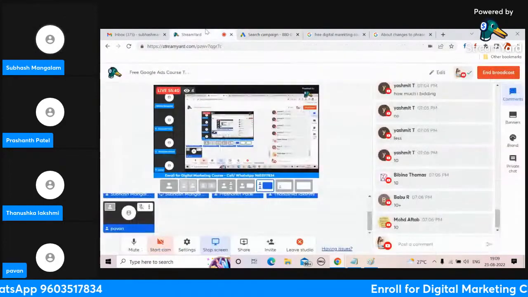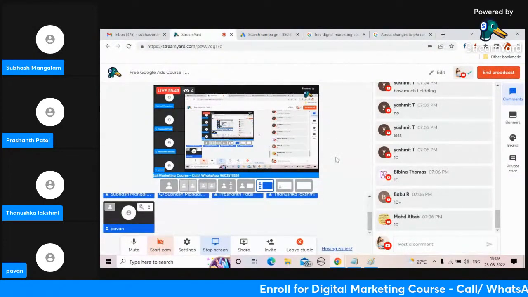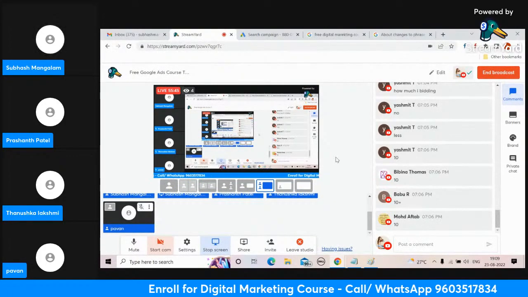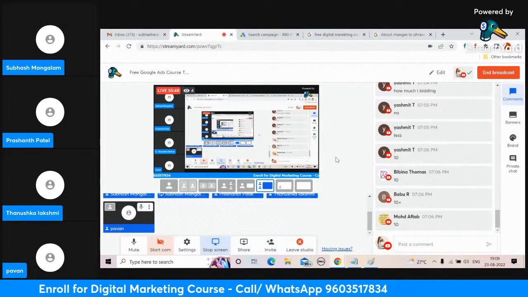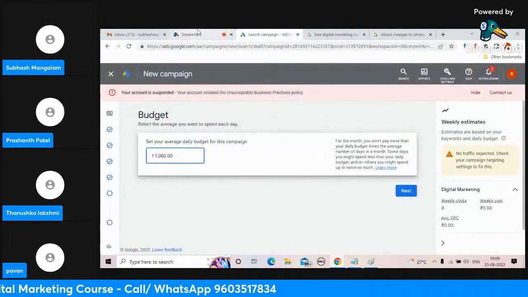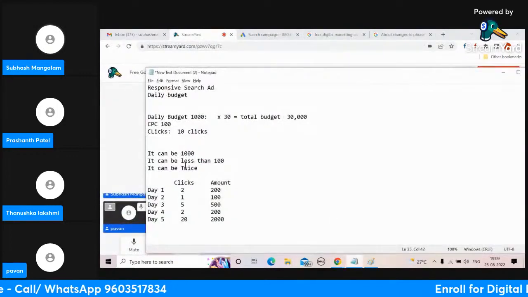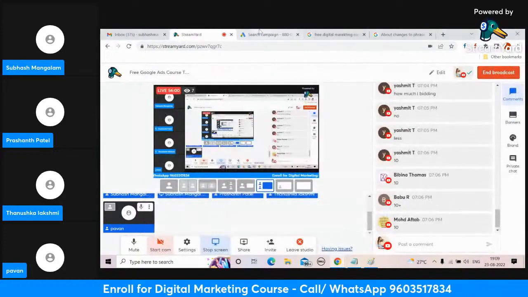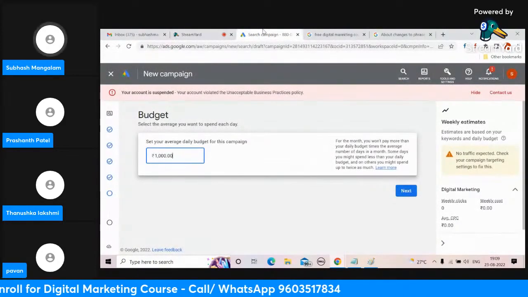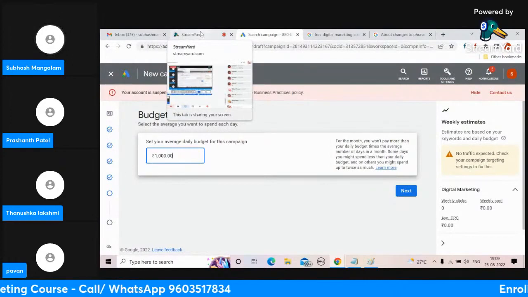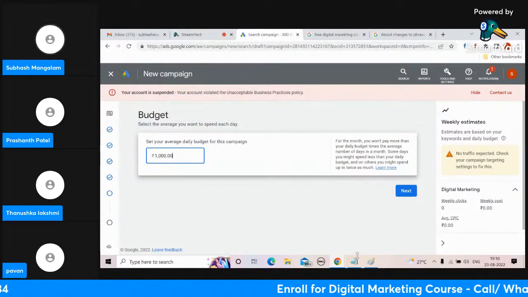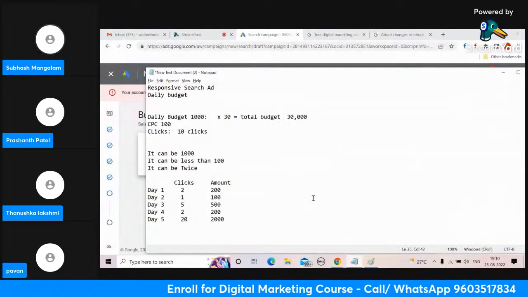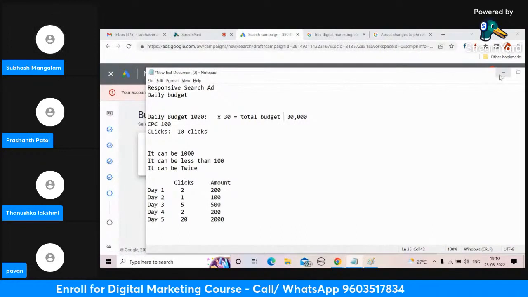This is the interview question, so you have to remember. Clear, Pawan Prashant? Yes, sir. Okay. Sir, I want to write it down. Can you say it again, sir? The specific answer, that interview question. In an interview, they ask you, if your daily budget is 1,000, how much amount will be deducted? If they ask this question, you can clearly mention that it can be 1,000, it can be less than 1,000, it can be twice.